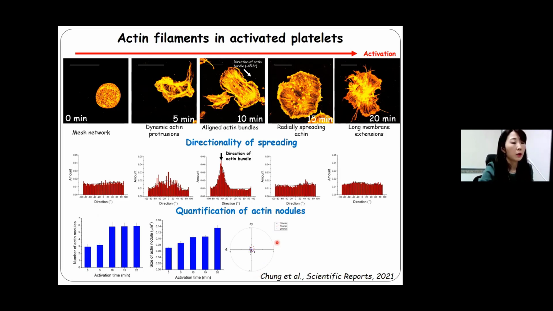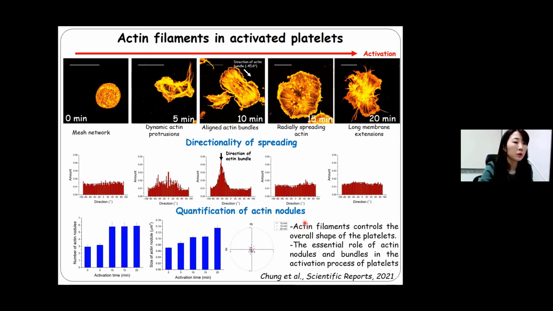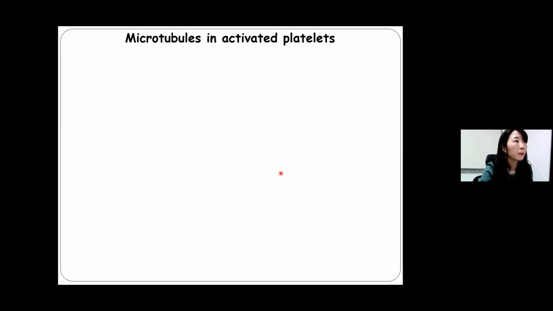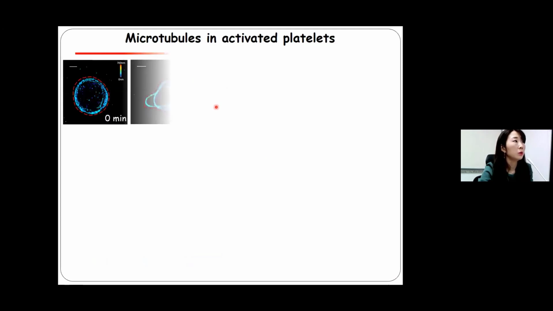So we found that the activated platelet can be spread out with the help of the actin nodules. So in conclusion, actin filaments seem to control the overall shape of the platelet. Next, we took STORM imaging for microtubules.